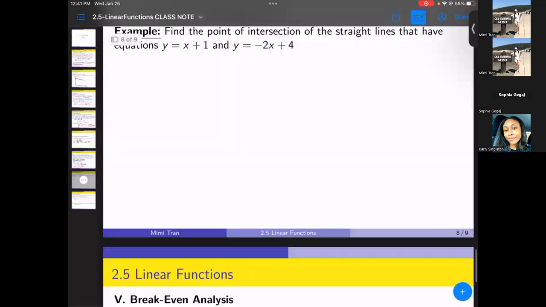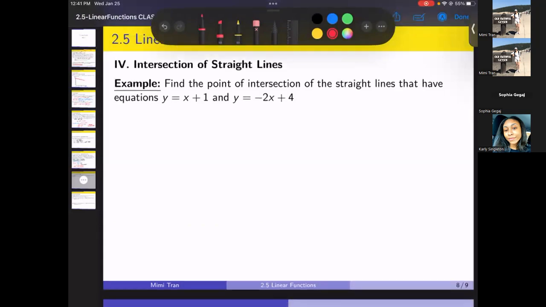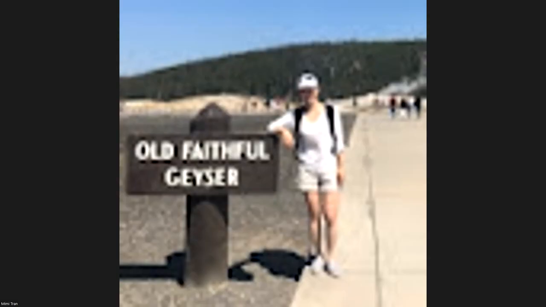All right, so for the intersection of a straight line, let me do this one. It's similar to the one on your quiz. When two graphs intersect each other, they have the same height, right? They have the same y. So that means you're going to set them equal. So that means x plus 1 equals negative 2x plus 4.